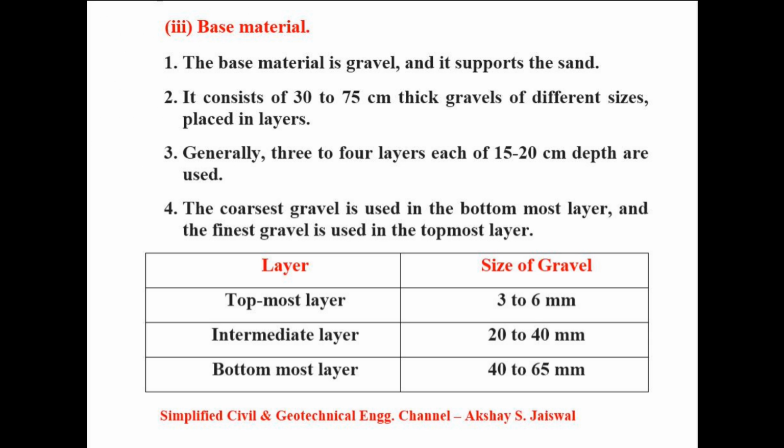The following table shows layers of gravel and size of gravel. For the topmost layer, size of gravel is 3 to 6 mm. For the intermediate layer, size of gravel is 20 to 40 mm. And for the bottommost layer, size of gravel is 40 to 65 mm.